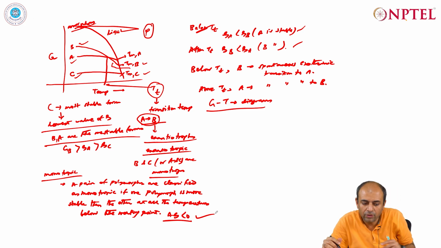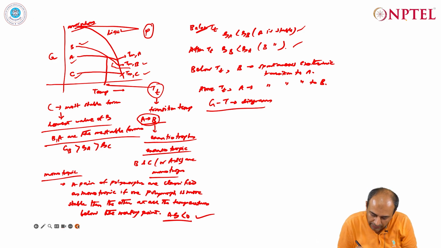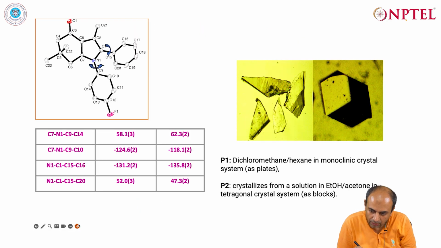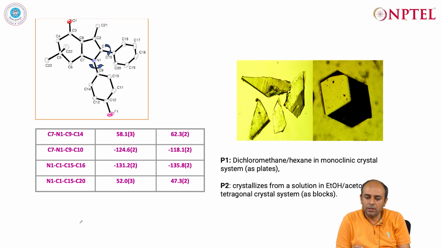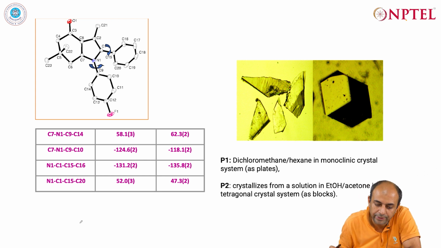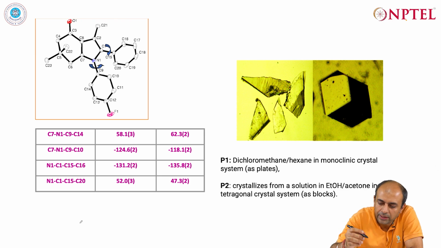So, with this background in mind, we have now looked at different aspects of polymorphism, and now we will look at some examples, a few case studies, so that we are able to appreciate polymorphism better. So, now let us look at this first example, where I will demonstrate to you polymorphism in an anti-implantation agent.